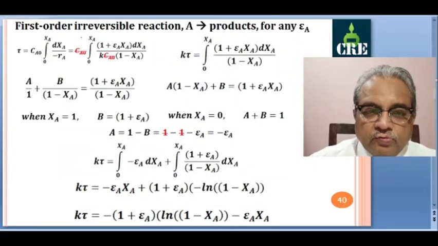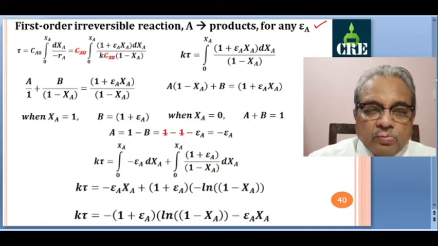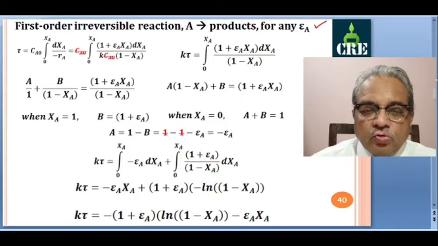Now we'll see first order irreversible reaction, A gives products, for any epsilon. Earlier we have seen for epsilon equal to 0. Our performance equation is tau is equal to Ca0 integral 0 to xa dxa by minus Ra. This minus Ra we write as kCa0 into (1 minus xa) divided by (1 plus epsilon A xa).